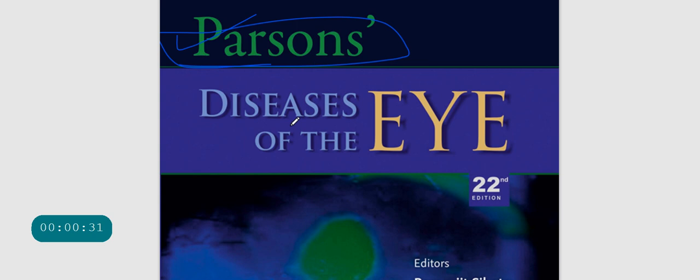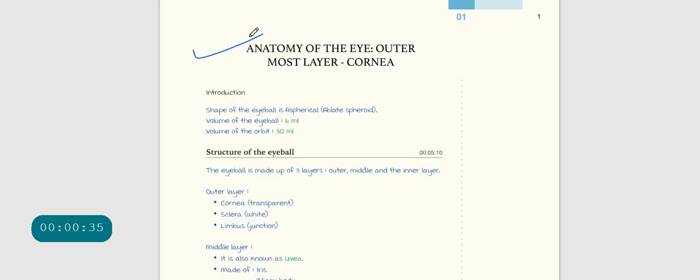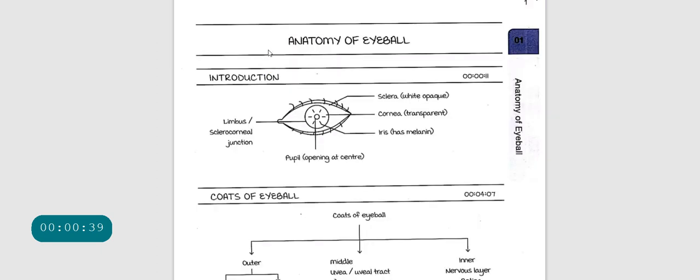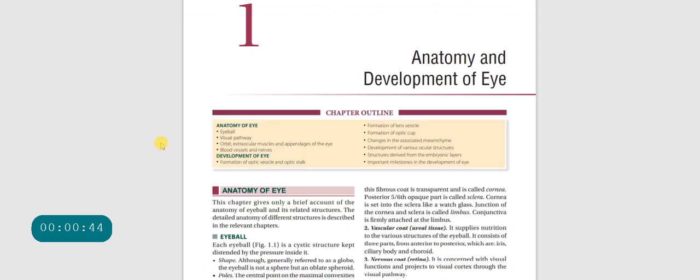And we have the comparative notes for ophthalmology also, previous and the new notes. The content in these three books is the same, they have just shuffled things. Like in Khurana, the anatomy is given first, while in Parsons, the development, the embryological development, is given first. So we will have a study pattern with AK Khurana only.